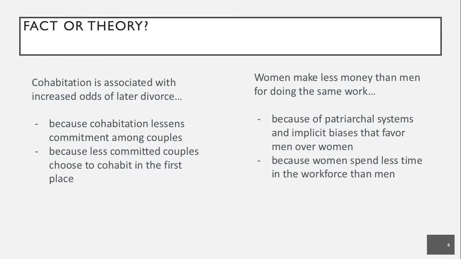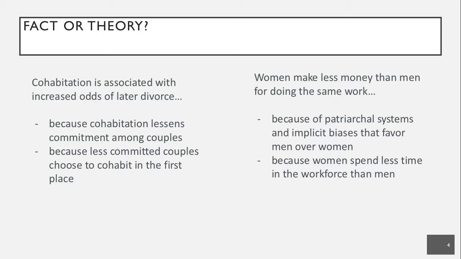So here are some facts and some theories to back up the facts. So here we have a fact. Cohabitation is associated with increased odds of later divorce. And then below it, there are some theories or some explanations of why that would be. So one possible theory or explanation would be because cohabitation lessens commitment among couples. Or another theory could be that cohabitation is associated with divorce because less committed couples choose to cohabitate in the first place.